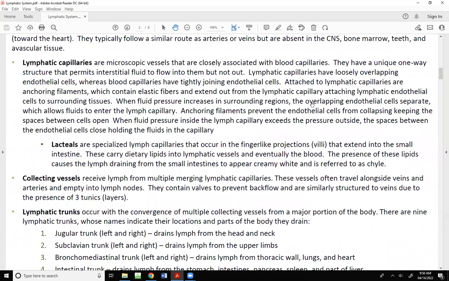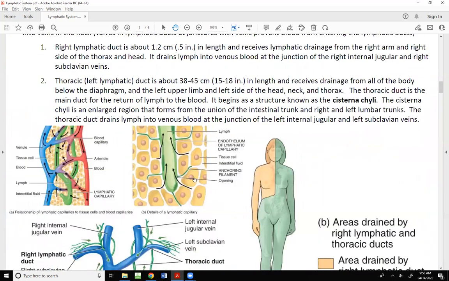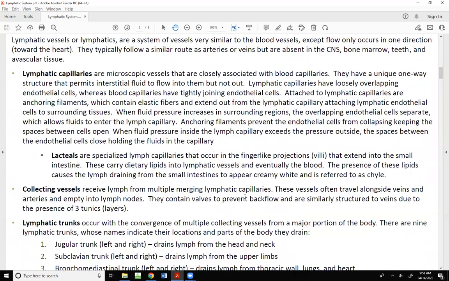Now, attached to these lymphatic capillaries are anchoring filaments, which are what we can see here, these little green lines coming out from those cells. They contain elastic fibers and extend out from the lymphatic capillary, attaching lymphatic endothelial cells to surrounding tissues. When fluid pressure increases in the surrounding regions, the overlapping endothelial cells separate, which allows the fluid to enter the lymphatic capillary. The anchoring filaments will prevent the endothelial cells from collapsing, keeping the spaces open between the cells.